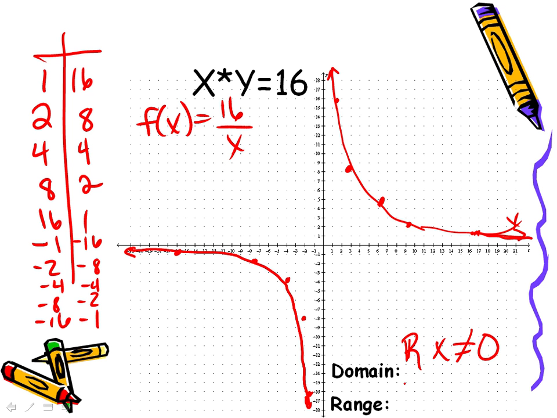All right, my range is going to be all real numbers. And what about the y values? What's the only y value that y is not? 0. So y cannot be 0.